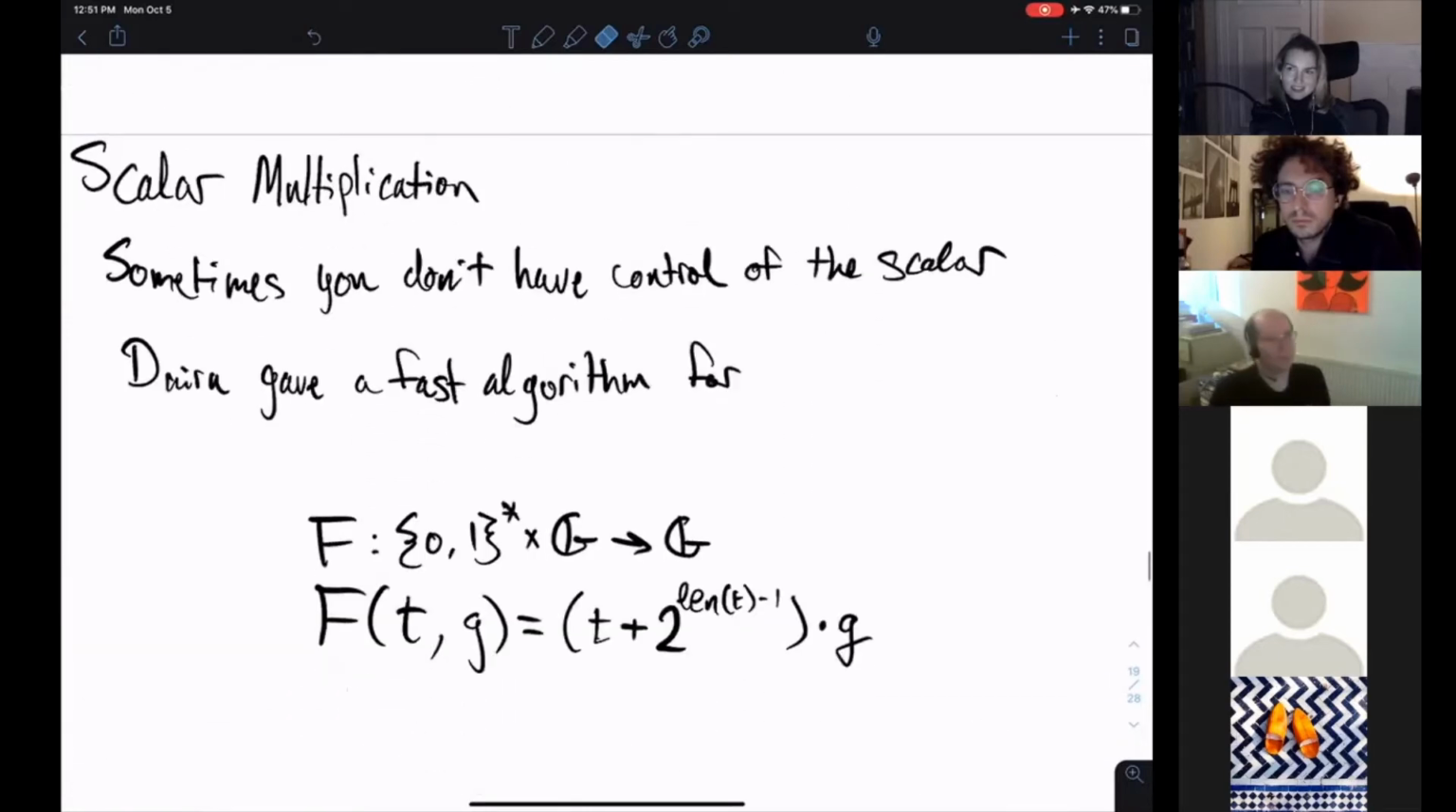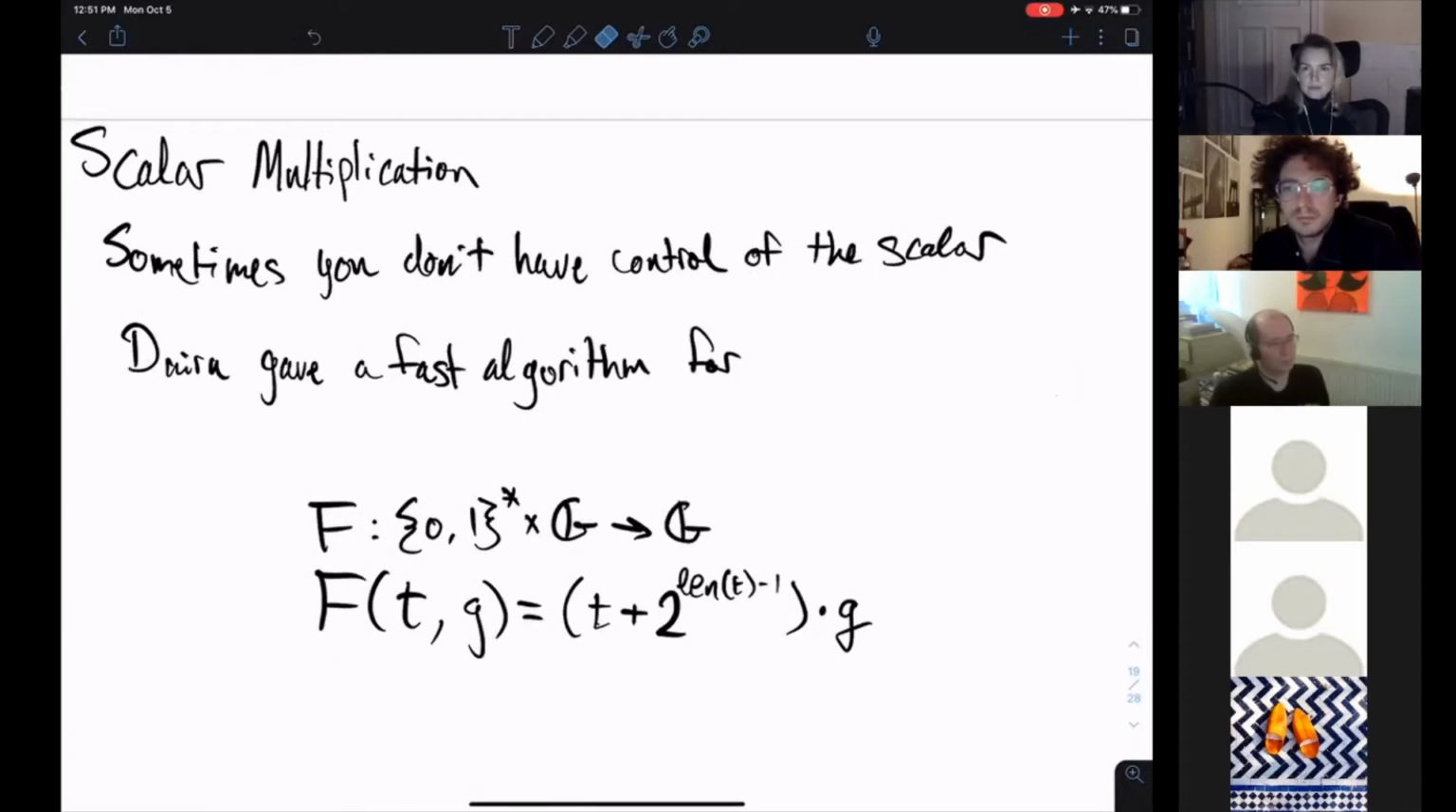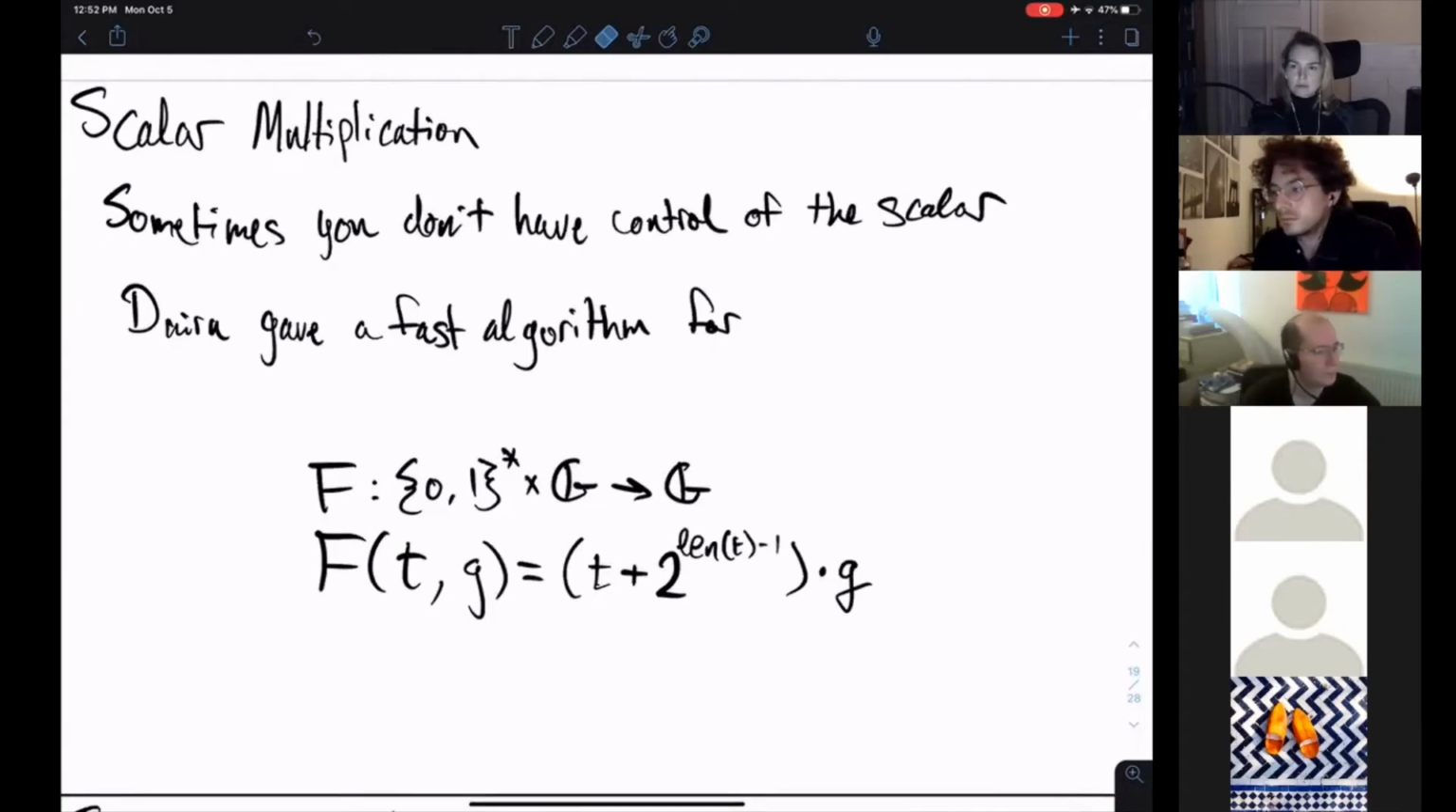Right. So unfortunately, sometimes you don't have total control over the scalar, and it has to be some specific thing. And so you want some fast ways to do scalar multiplication. Dara has given a fast algorithm for the following function, which is scalar multiplication, but then you have this thing that you need to correct for. You want to do t times g, but this algorithm doesn't let you do that. It lets you only do t plus 2 to the size of t in bits minus 1 times g. So you need to come up with some way of correcting this.